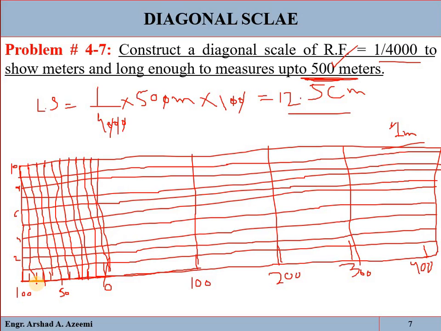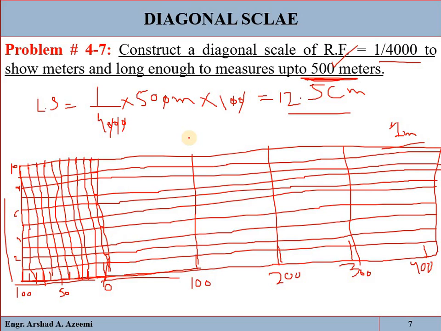Okay, so now see, this distance is 10 meter, this is 9 meter, 8 meter, 7 meter, 6 meter, 5 meter, 4 meter, 3 meter, 2 meter, 1 meter and 0 meter. Okay, so this is the required scale through which we can measure up to 100 units, 10 units and multiples of 1 unit.